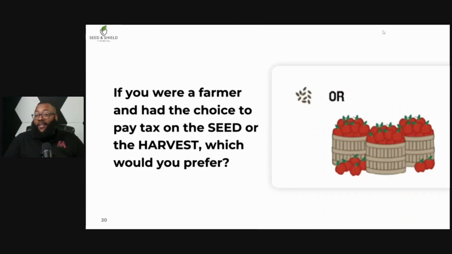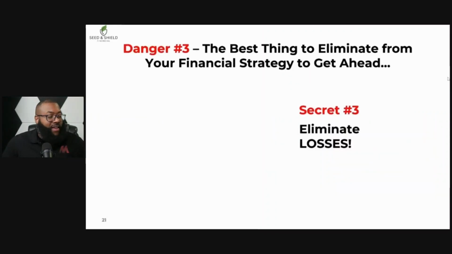You would probably, I think 99% of you would want to pay on the seed. But we don't do that when we put our money in IRAs and 401ks. We essentially say, no, no, no, no on the seed. And we wait till it matures and grows and compounds. And we say, okay, well, now you can have it. Doesn't make sense. It doesn't make sense, guys.